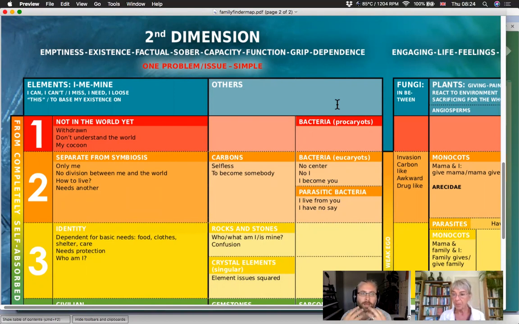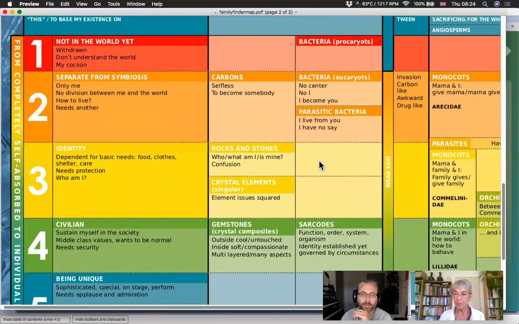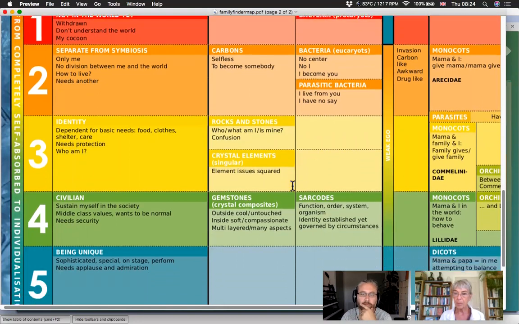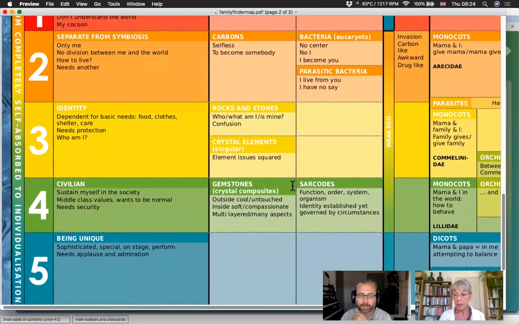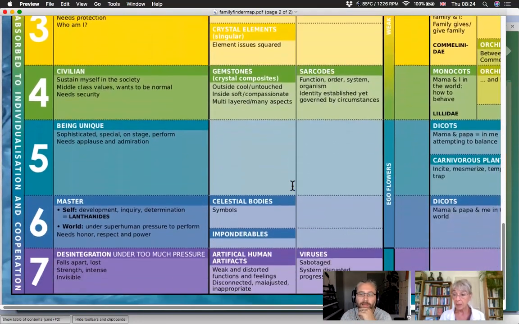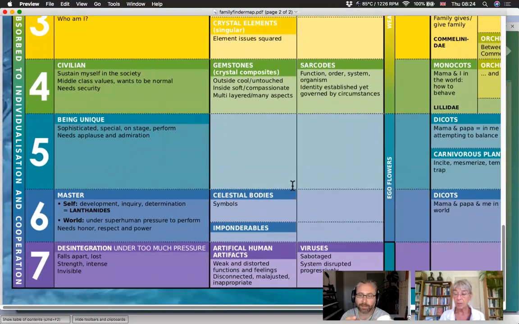But with your sort of categorization into second and third dimensions, now they can consider these other groups like gemstones and sarcodes and bacteria alongside minerals, so they're less likely to miss these underused remedies.